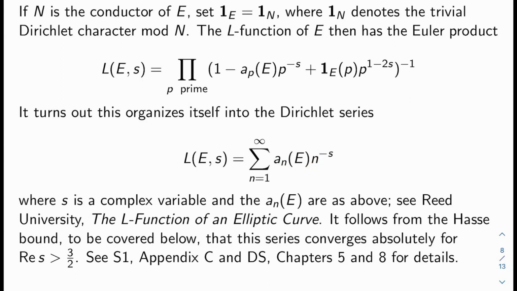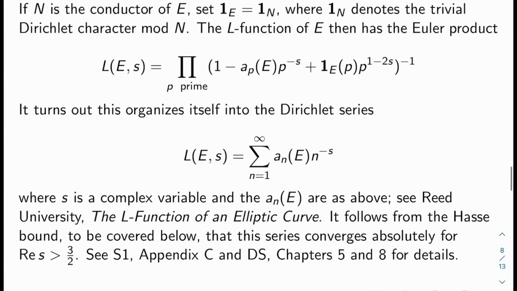If you want to see proof of some of this stuff, I would look at Diamond and Shurman chapter 5. Also, Reed University has a document called The L-function of an Elliptic Curve that talks about this in some detail. It follows from the Hasse bound, which I'll cover next video, that this series converges absolutely and uniformly on compact subsets for real part of s bigger than 3/2. Another place you might go to look for more information about all this would be Silverman 1, Appendix C, and then, as usual, Diamond and Shurman chapters 5 and 8.